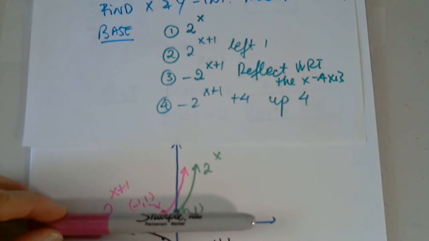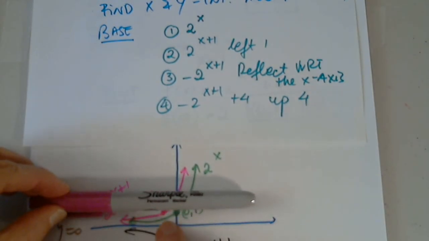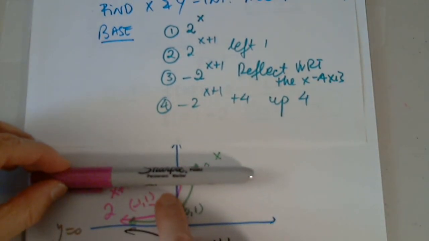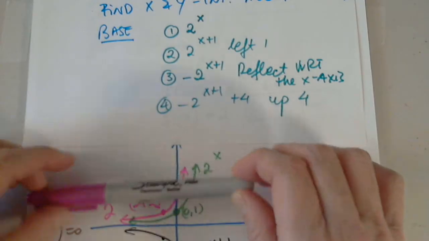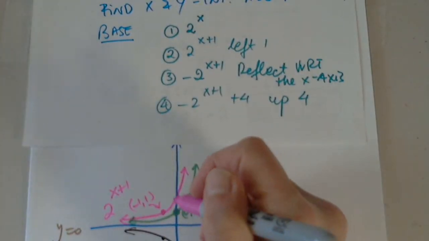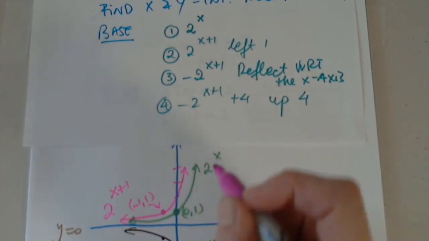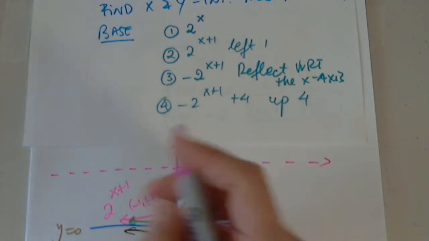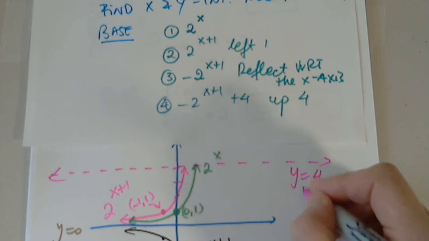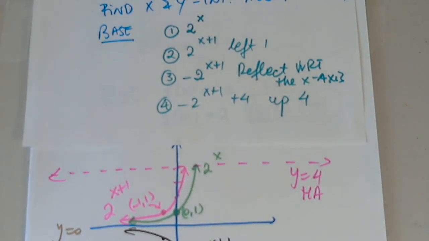So if I move this graph up 4, I have to move the horizontal asymptote as well up 4. So initially it was 0. It has to go up to 4. 1, 2, 3, 4. So this is y equals 4, the horizontal asymptote of the new graph.